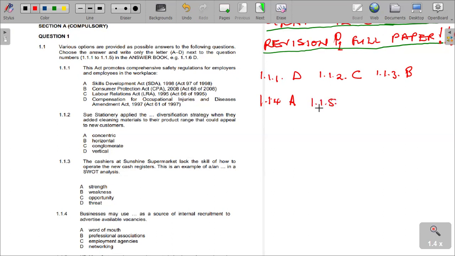So we are saying for internal, it is word of mouth, where employees and or employers can just pass the word, or communicate amongst themselves about possible employment opportunities within the organization. So it is word of mouth, which is number 1.4.